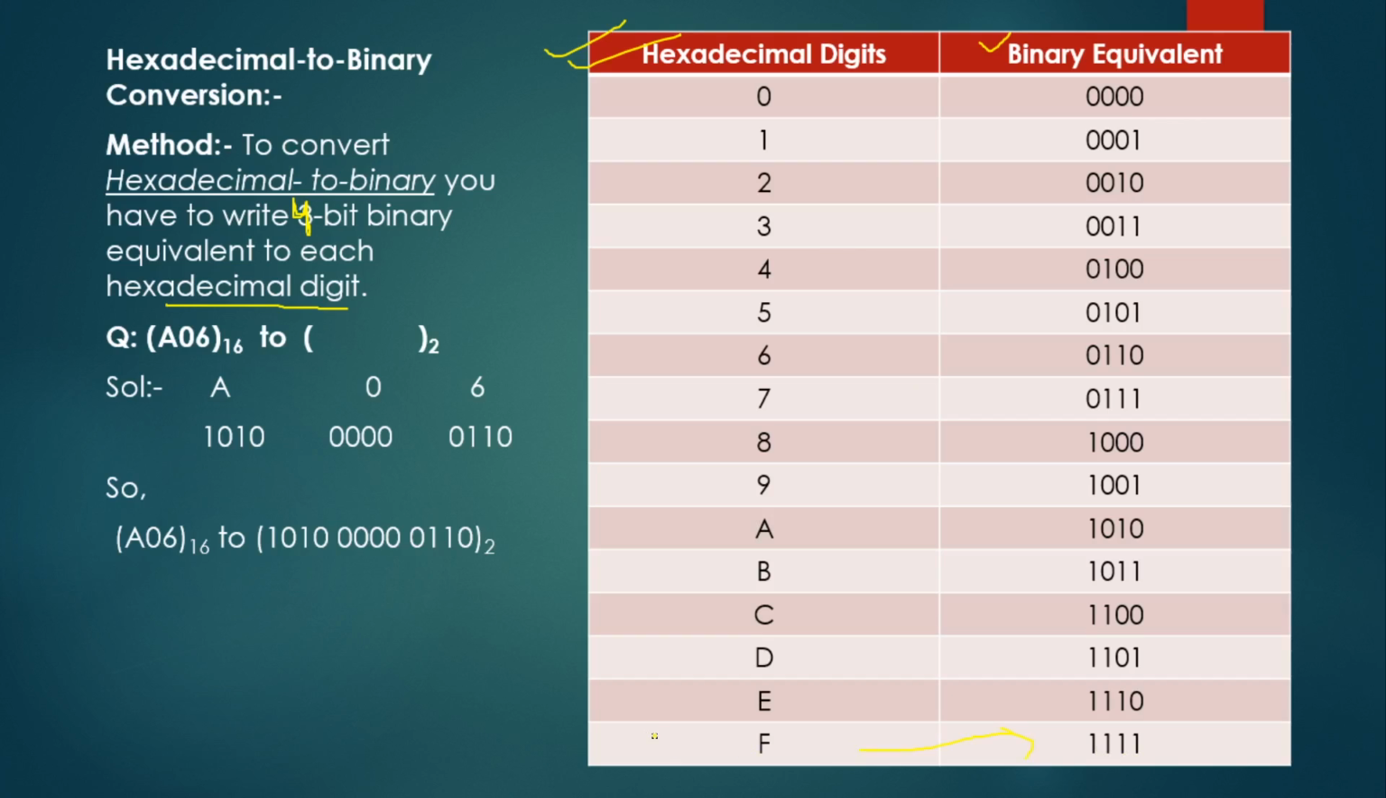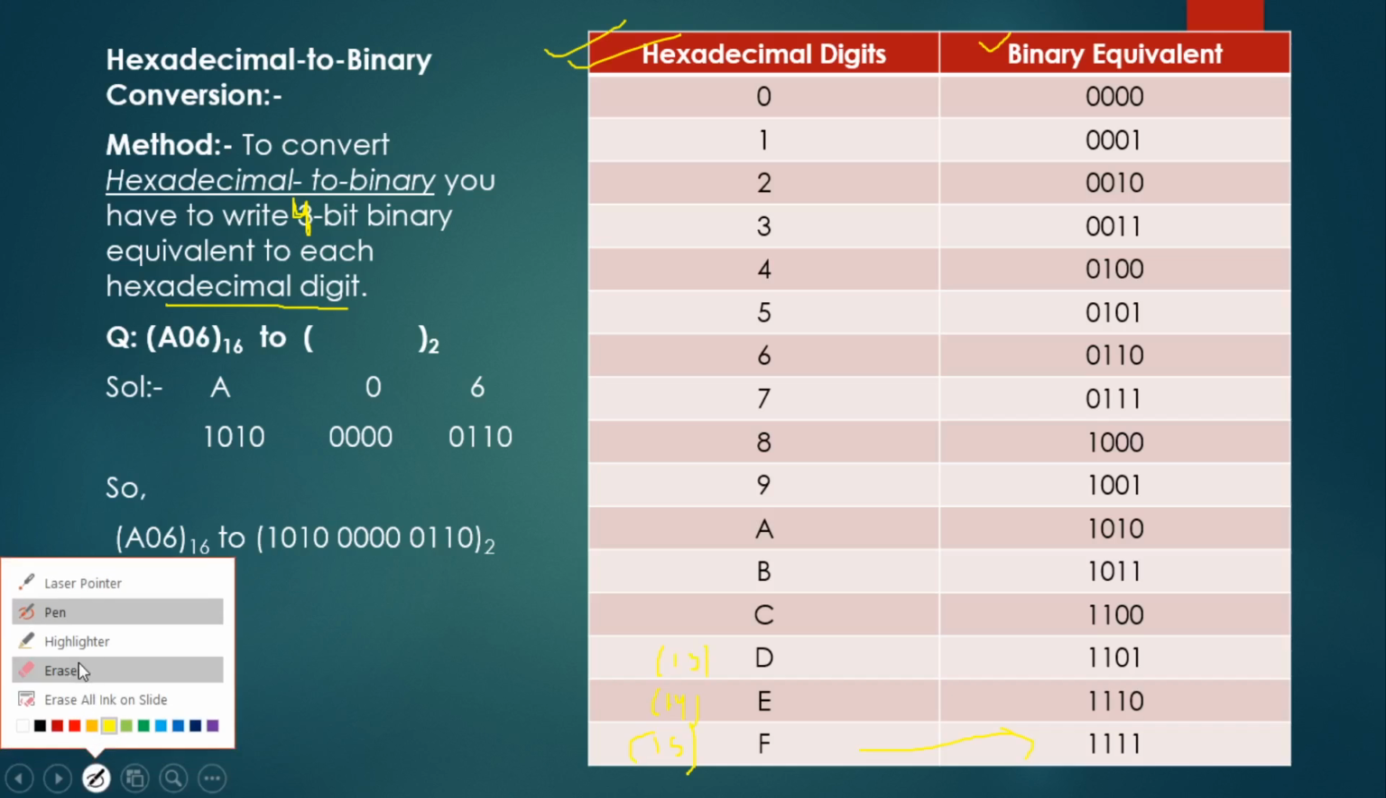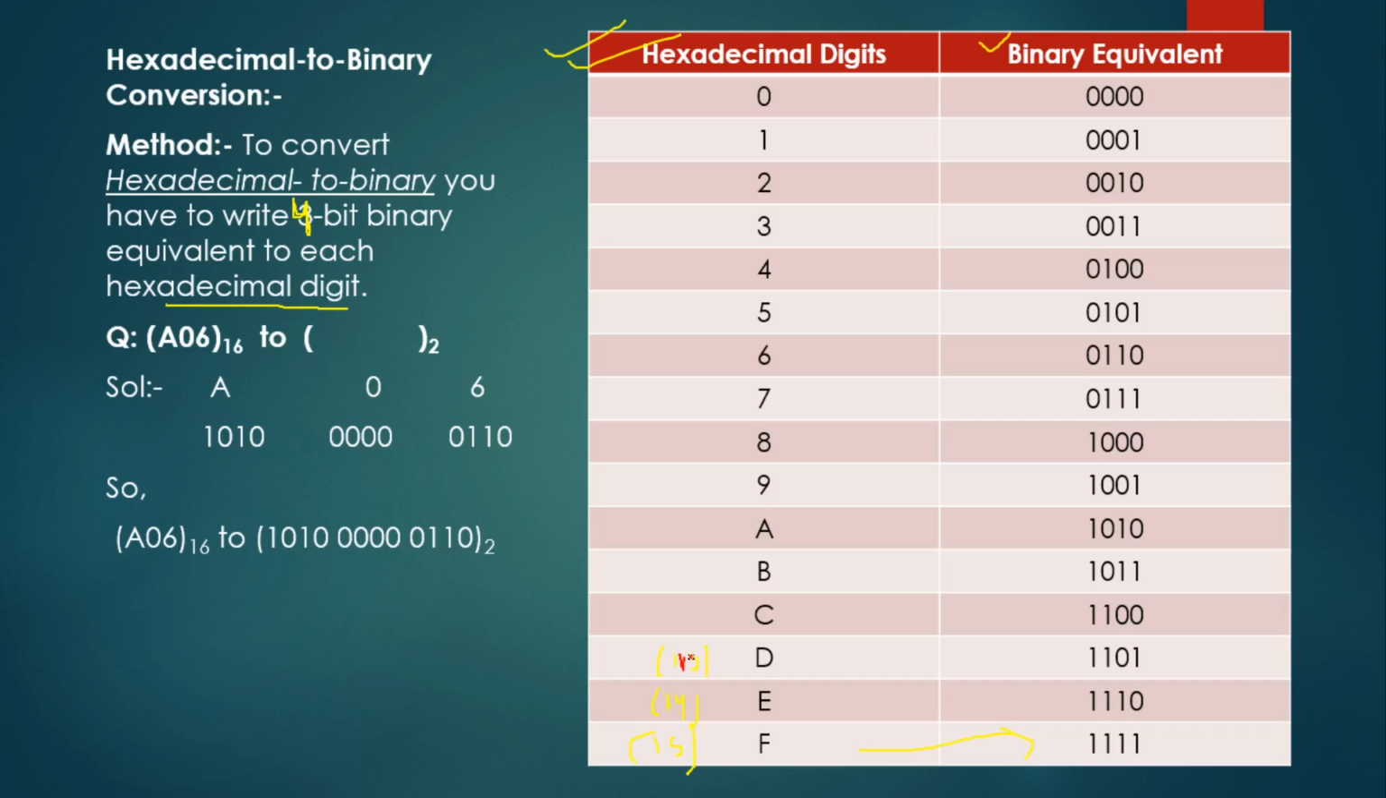Now F is representing 15, E is representing 14, D is representing 13, C is representing 12, B is representing 11, and A is representing 10. So this is 14 and this is your 15.